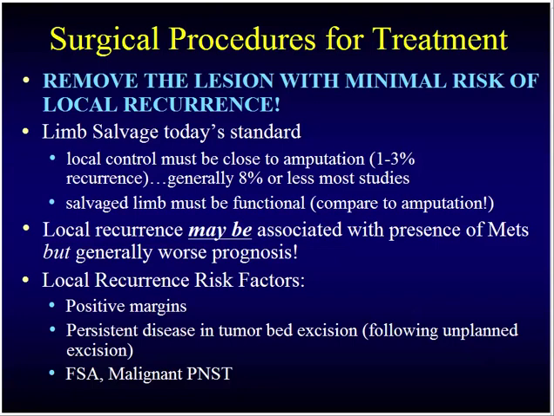Here's some of the risk factors for local recurrence. Positive margins, that begs the question. Didn't get it out all the way. Persistent disease in the tumor bed, excision following an unplanned excision. That's what we were just talking about. Don't muck around with it if you don't know what it is, or if you're not going to take care of that malignancy. And finally, some lesions, fibrosarcoma and malignant peripheral nerve sheath tumors, have a higher risk of recurrence just by virtue of the behavior of the tumor. We'll talk about those when we go to those specifically.